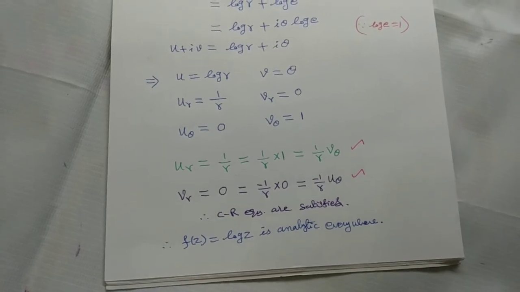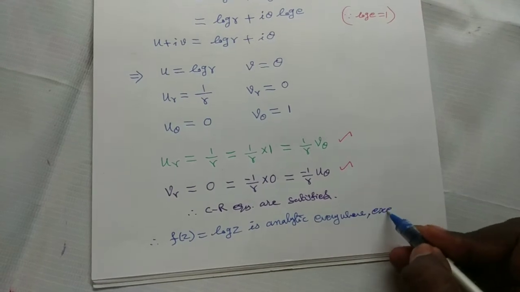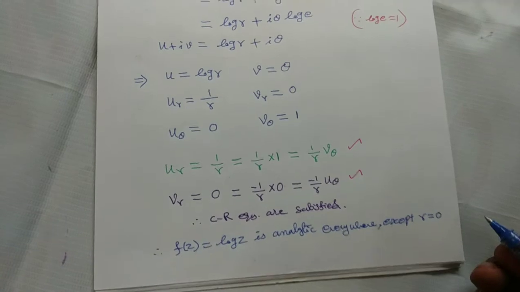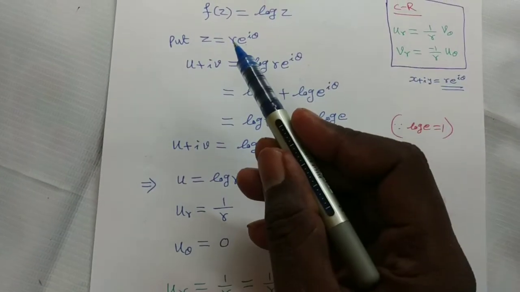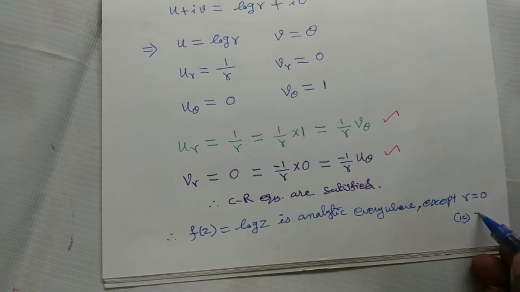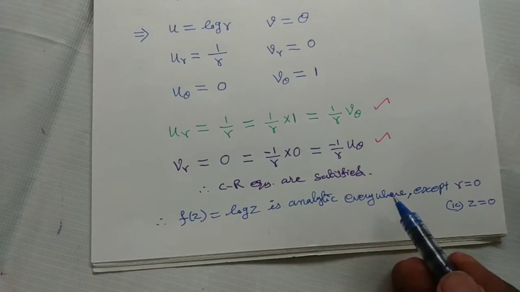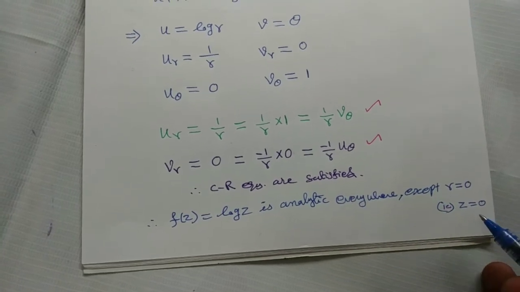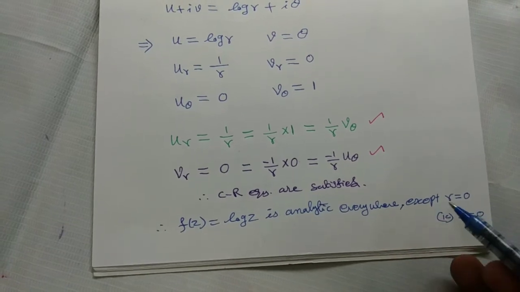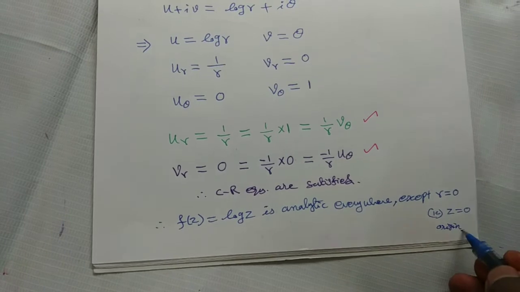Therefore f of z is analytic everywhere except r equal to 0. r equal to 0 means z equal to 0. That is z equal to 0. So f of z is analytic everywhere except z equal to 0. That is called the origin. Therefore f of z is analytic everywhere except the origin. So hence proved.